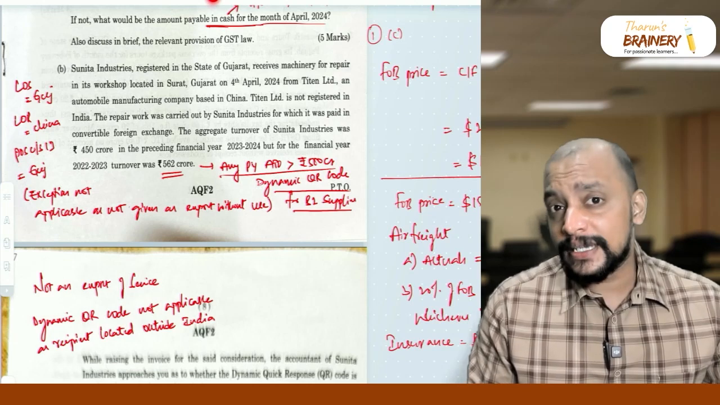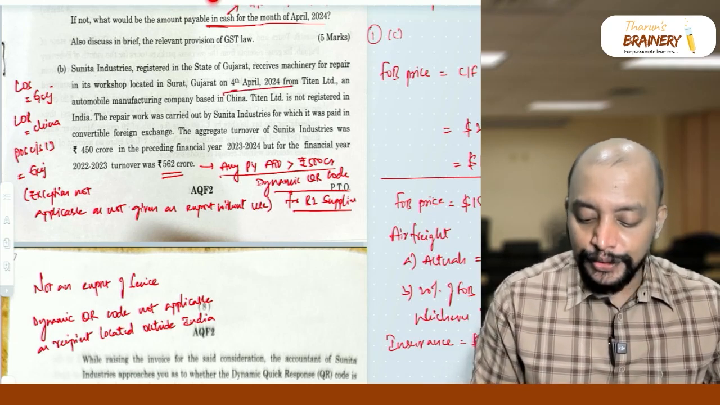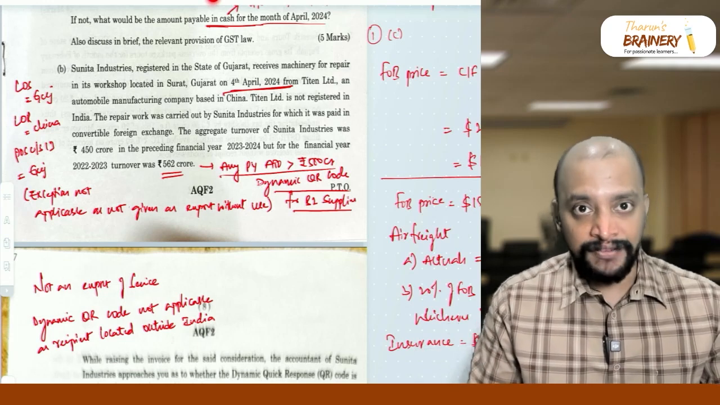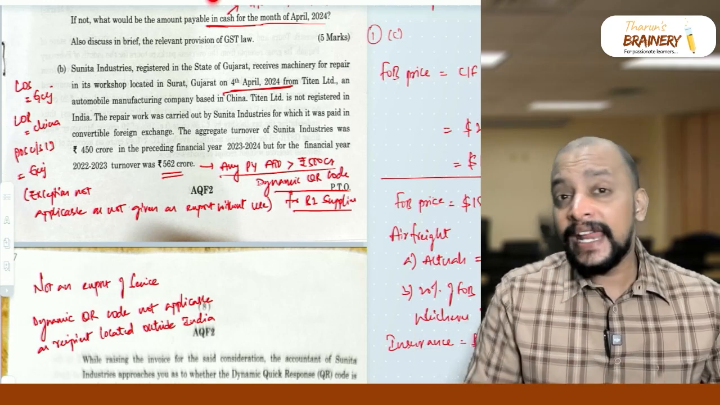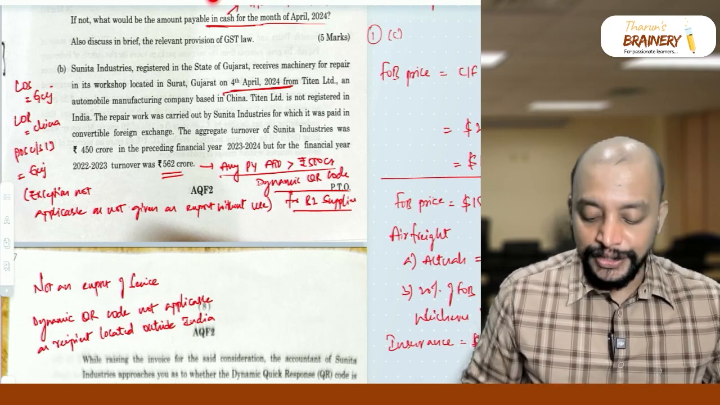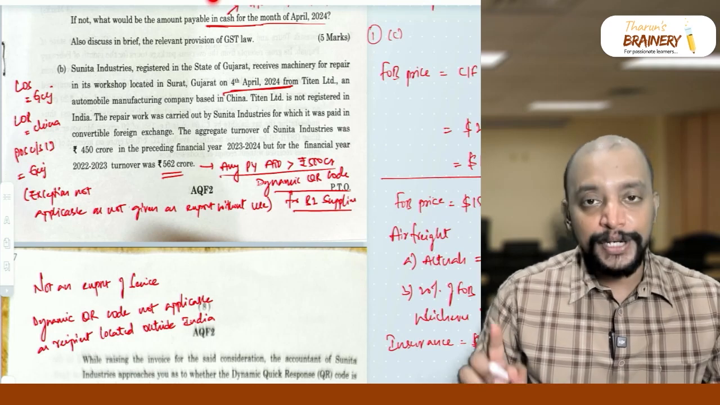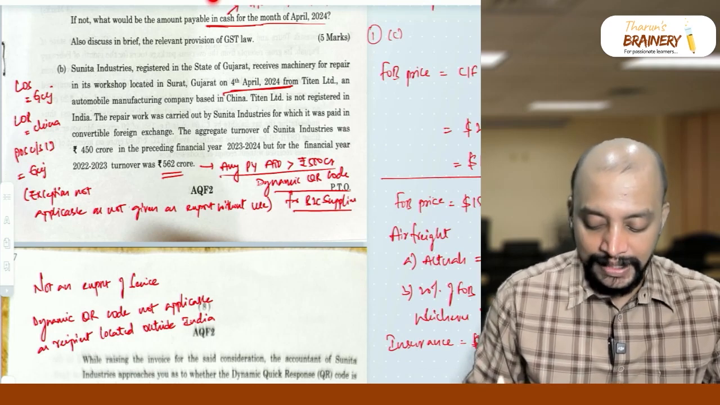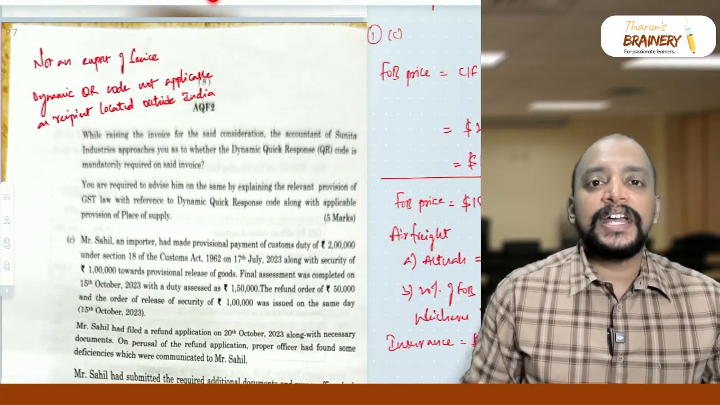Whether dynamic QR code is applicable in any financial year. See, right now we are doing for April 2024, that is for financial year 24-25. So in 23-24 or 22-23, in any one financial year, if turnover exceeds 500 crores, then for B2C supplies they need to give a dynamic QR code. So if any previous year exceeds 500 crores, a dynamic QR code is needed for B2C supplies.